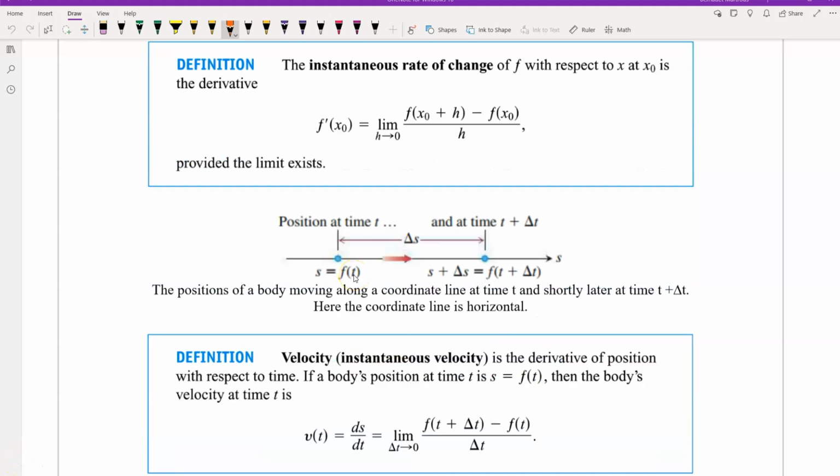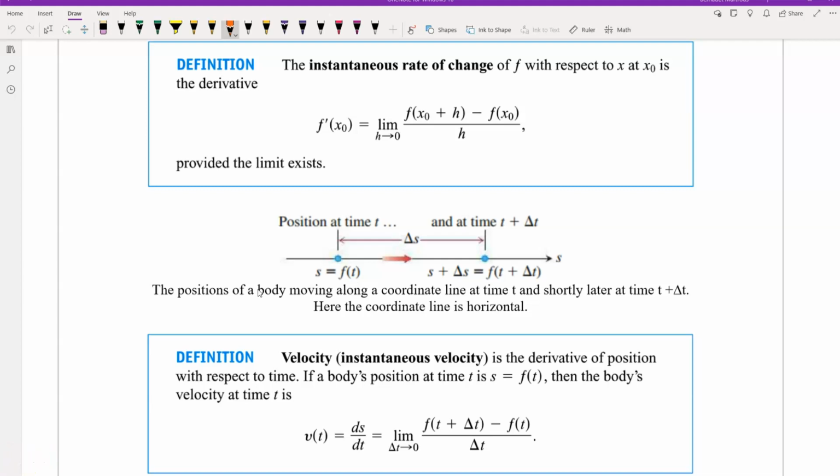Now, in this case, the function tells us position. So what we have is s equal to f of t. S is position, t is time. So this is position at time t.